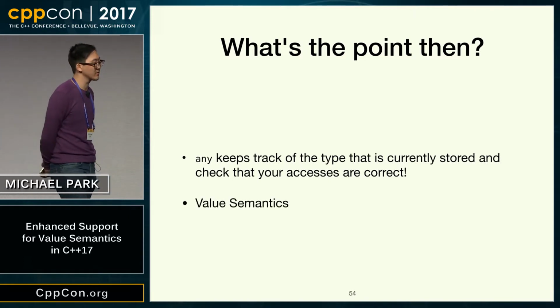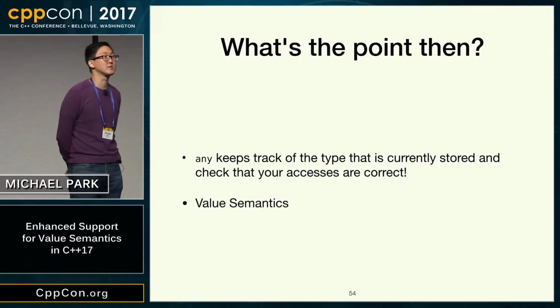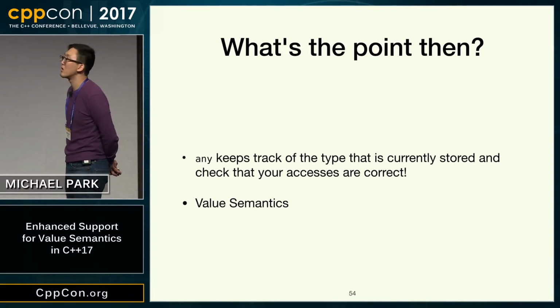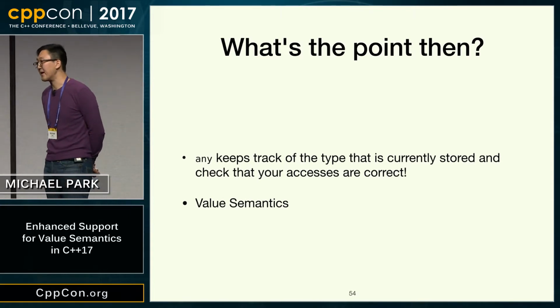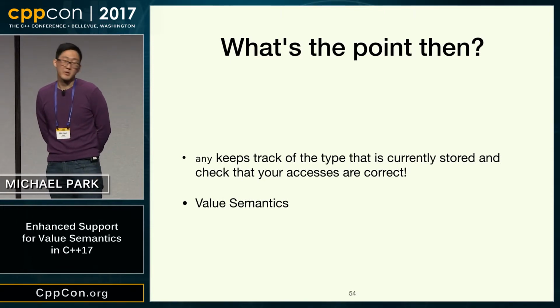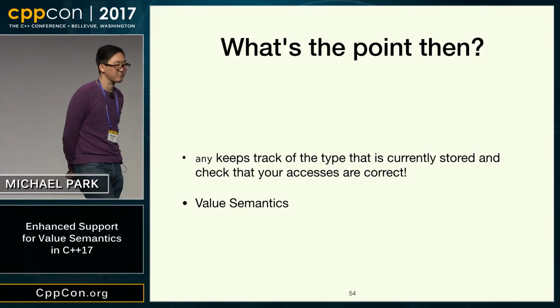And as the other two types, we have value semantics. So if you wanted to pass around arbitrary data through binary boundaries and you wanted to have value semantics and not have to manage memory, then you could use any for that.